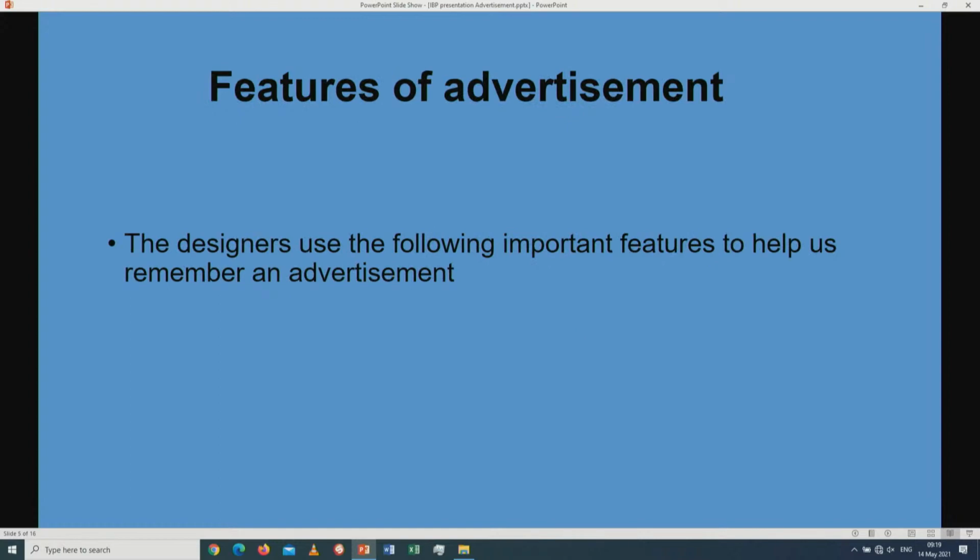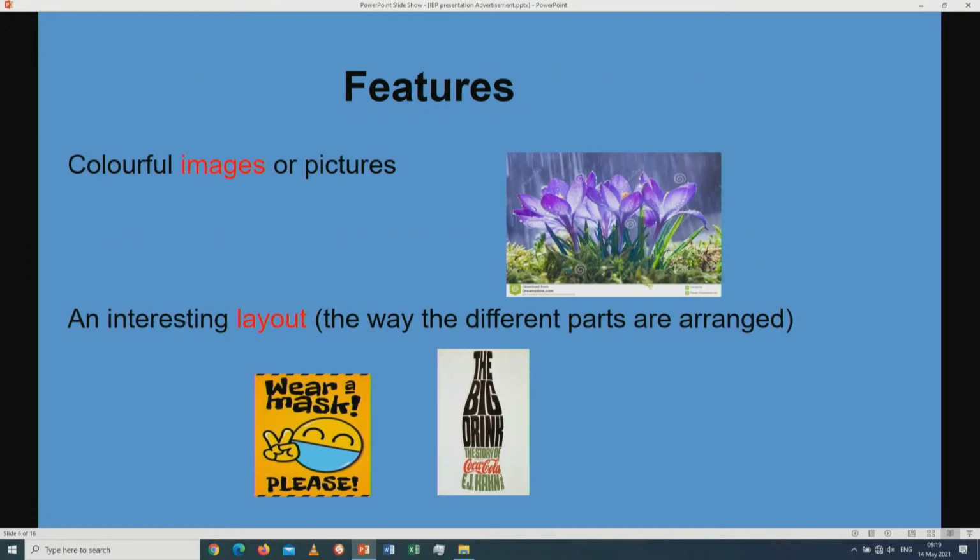To help us remember an advertisement, designers use the following important features. This is where you want to write down your important points, grade 7s. Let us look at the features. Designers use colorful images or pictures. You can see how beautiful those purple colors are on the screen. An interesting layout, the way the different parts are arranged. Look at those pictures over there of a person wearing a mask, and you see that face over there. And the picture, the layout of the bottle of Coca-Cola.